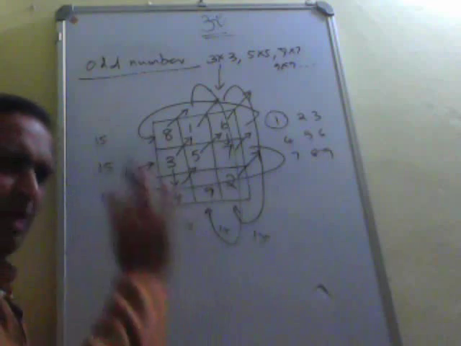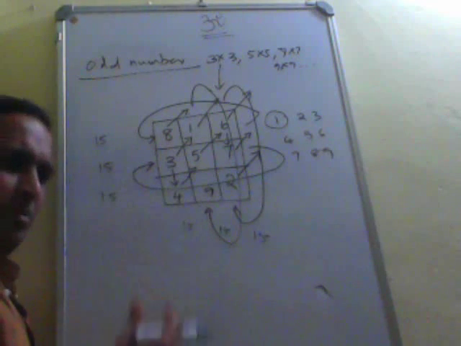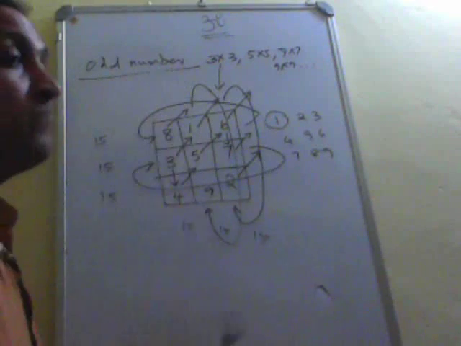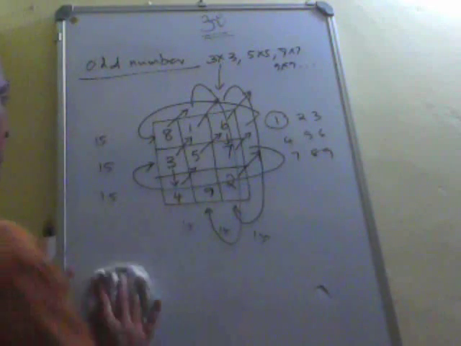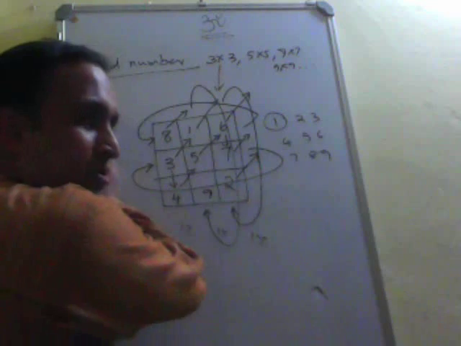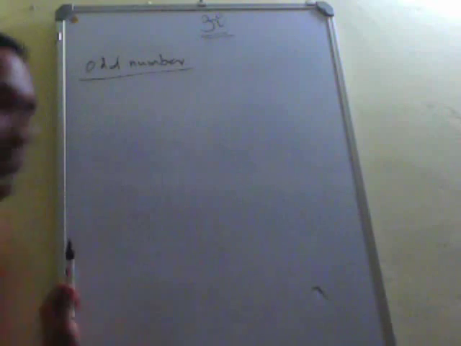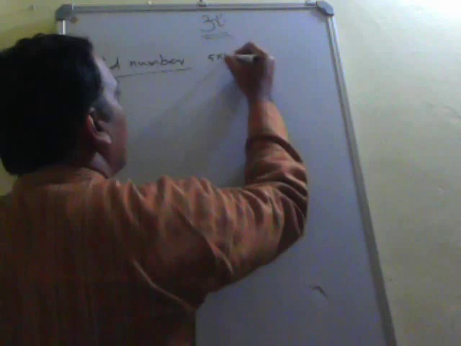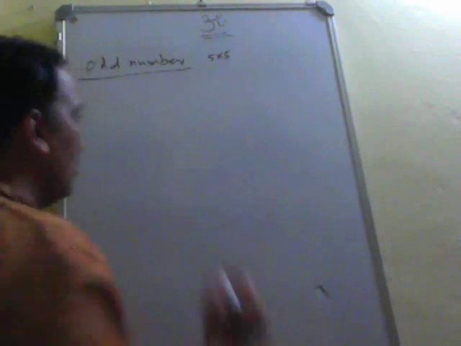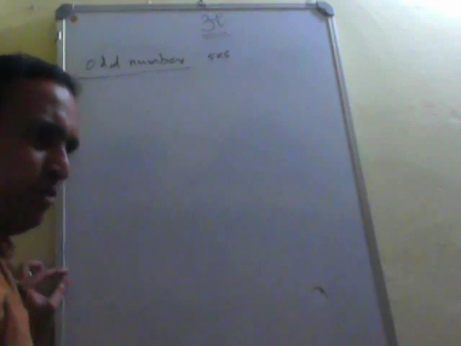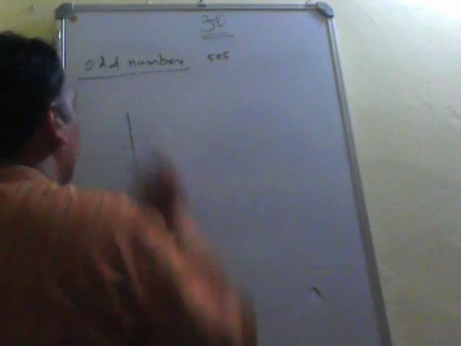The same rule applies for 3 by 3, 5 by 5, 7 by 7. This is only for odd numbers. Even numbers I'll show you; there is another method. So this one we can try ourselves for odd numbers, like you can try for 5 by 5. Should we do it now? Yeah. Okay.